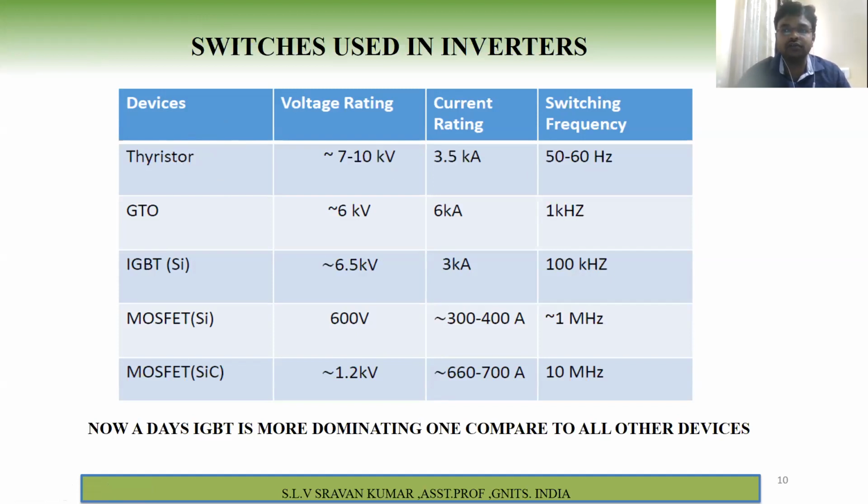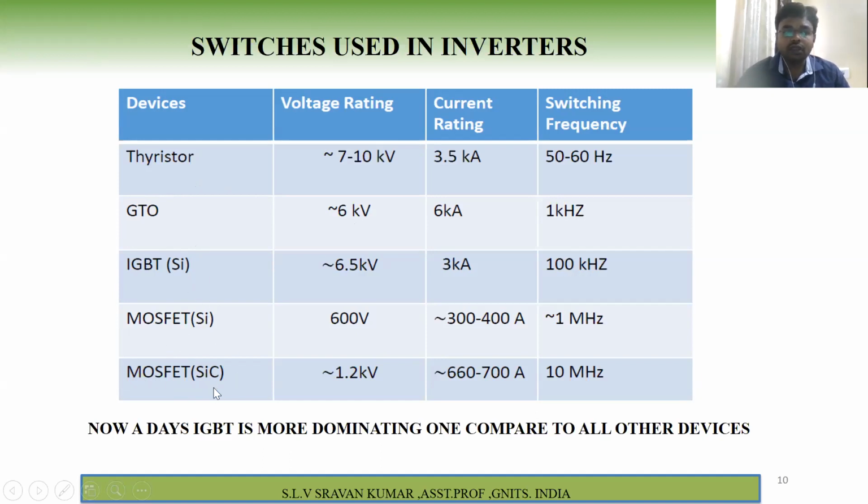But nowadays IGBT is more popular. We'll discuss one by one. And this is the GTO, gate turn-off SCR. So this is 6 kilovolts, 6 kiloamperes, 1 kilohertz switching frequency. Now, gate turn-off SCR means you need not require forced commutation, but the gate voltage must be reversed to turn it off. And now see, this is IGBT, MOSFET, and this is SiC MOSFET.